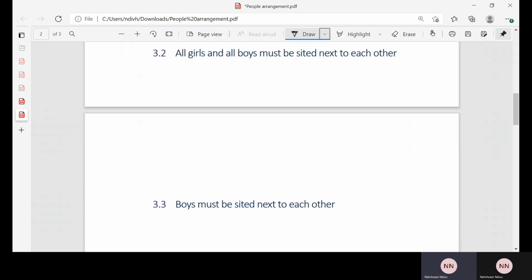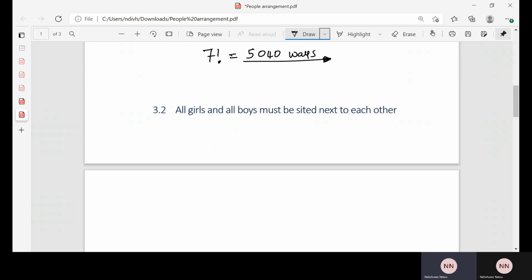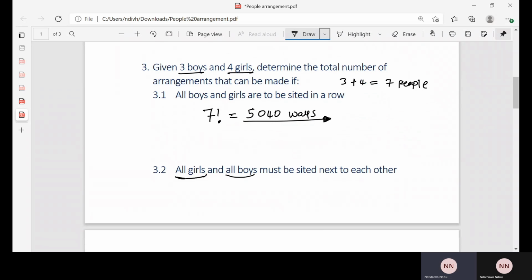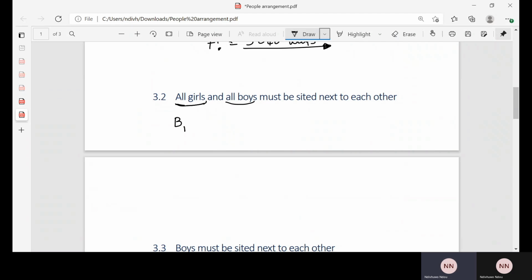3.2: if all girls and all boys must be seated next to each other. Now, this is a different approach from the first one. In this restriction, we are given that all girls and all boys must be seated next to each other. It means girls must be together and boys must be together. So how do you approach this? Let me represent boys using B's: B1, B2, B3. We have 3 boys and we have girl 1, girl 2, girl 3, girl 4. We have 4 girls. If all boys and all girls must be seated next to each other, it means that the boys must be together and the girls must be together.